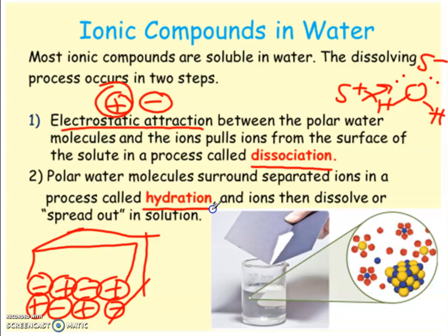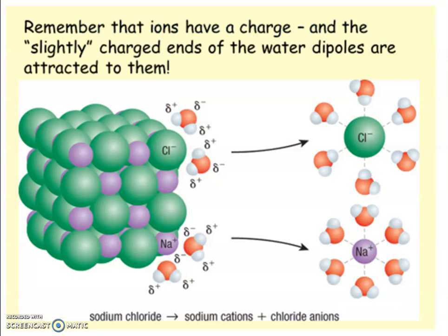The second process that happens is called hydration. This is when the ions are separated. The water molecules basically surround the different ions. Actually, this next picture will show you very nicely what's happening.